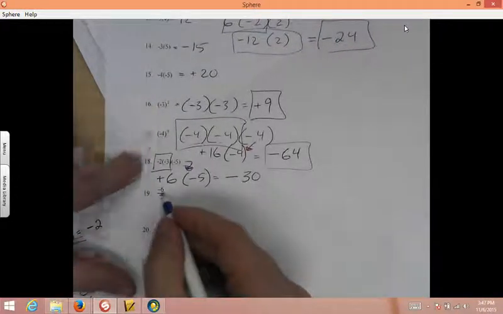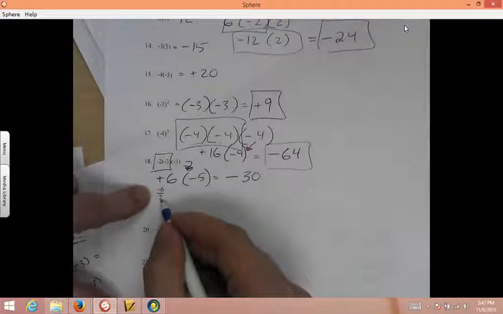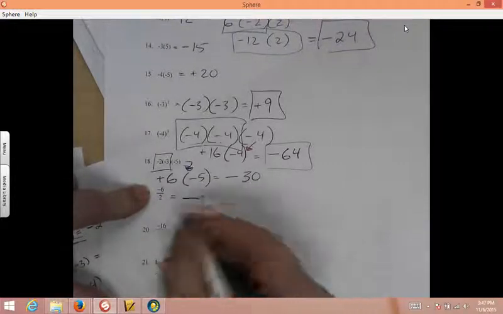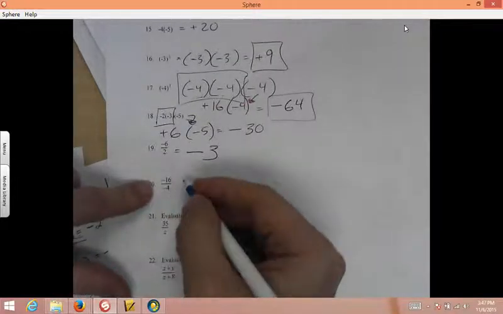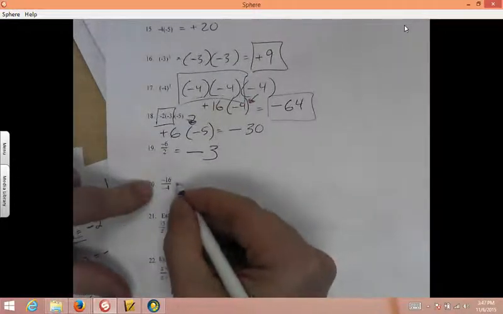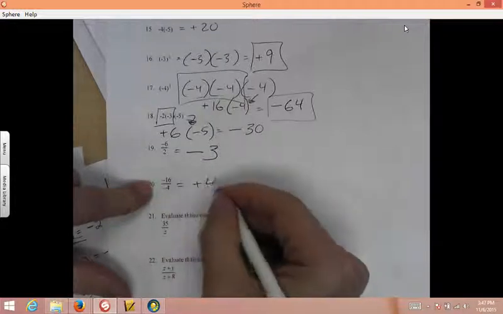All right, this one right here, -6 divided by 2. Signs are different, so the answer is negative, and 6 divided by 2 is 3. Right here, -16 divided by -4. Well, the signs are the same, so the answer is positive, and 16 divided by 4 is 4.